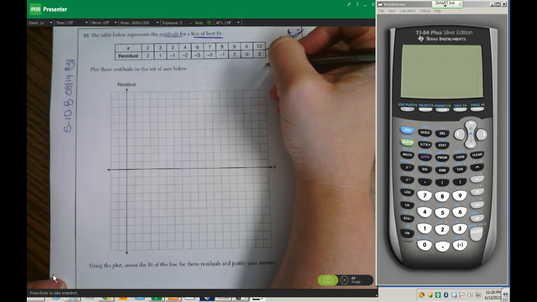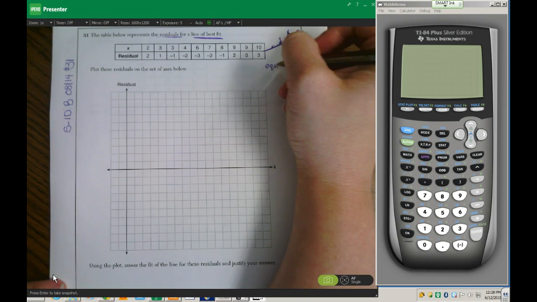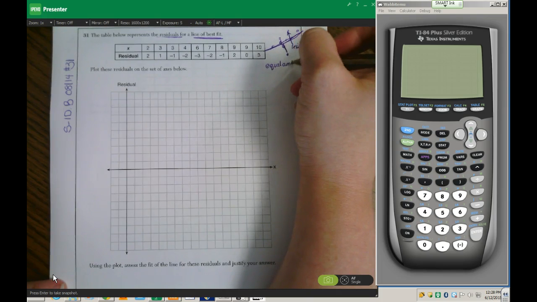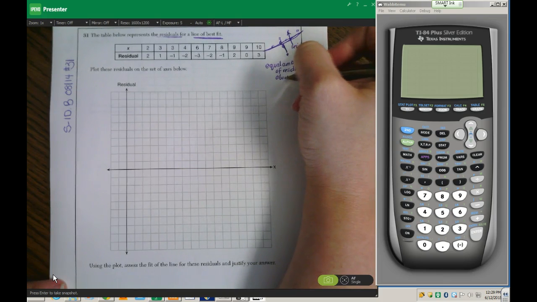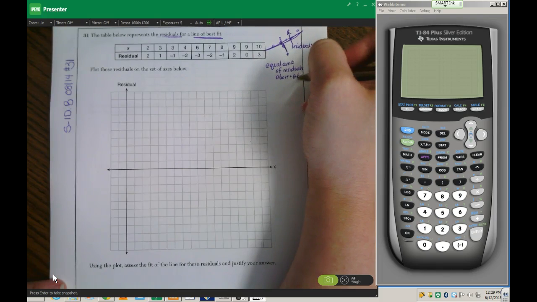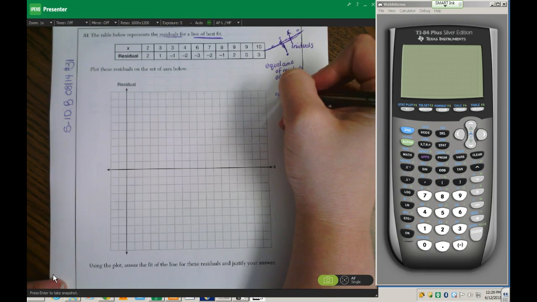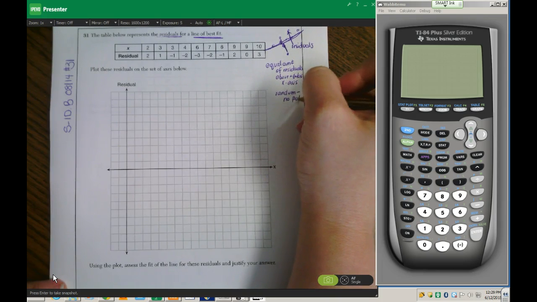In general, we want to have an equal amount of residuals above and below the x-axis. Also, they should be random, meaning there should be no pattern.